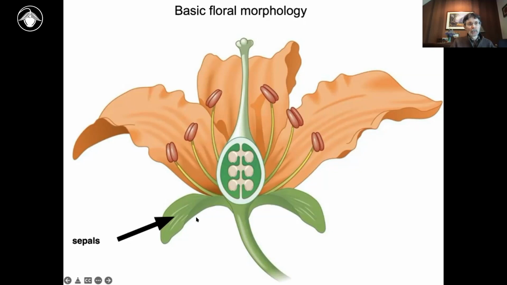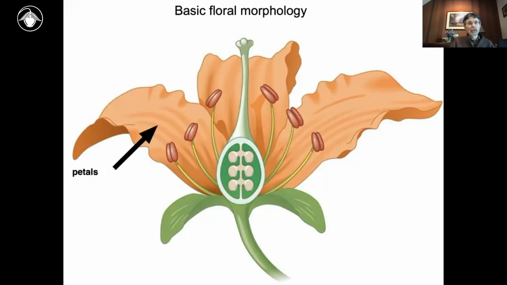And the sepals serve a protective function for the rest of the flower, especially when the flower is in bud. They enclose the rest of the flower and protect it. And they often have glands on the outside or structures that can help to thwart herbivores that might be interested in eating the flower. And they often look the most leaf-like of all the parts of the flower.